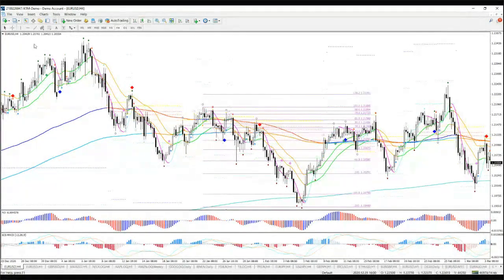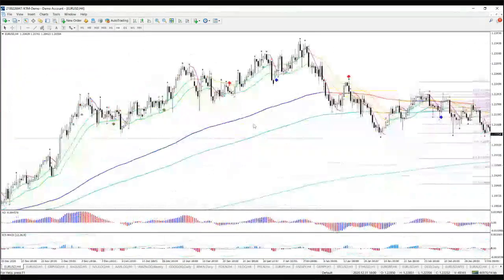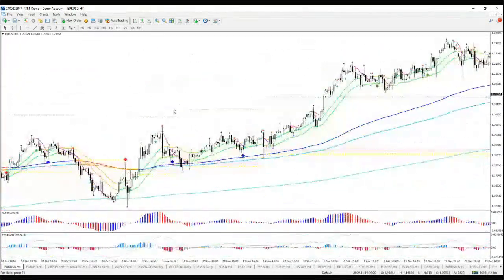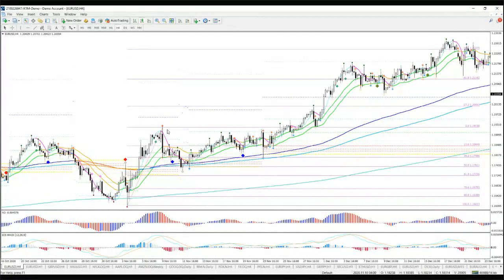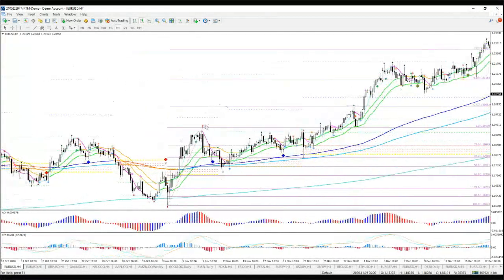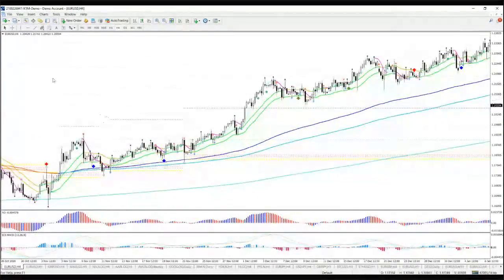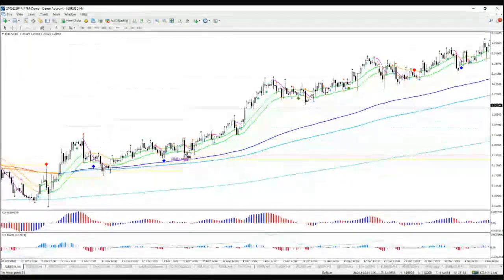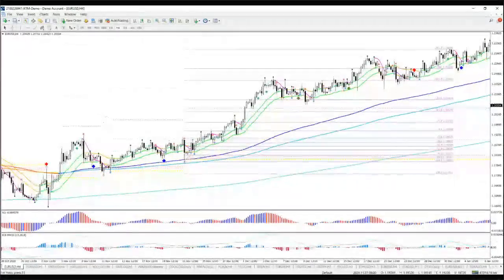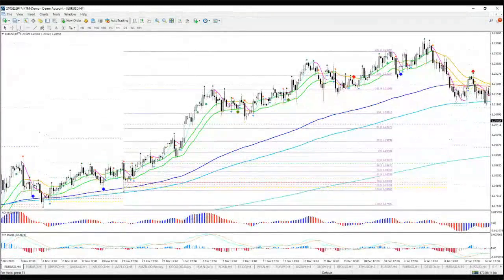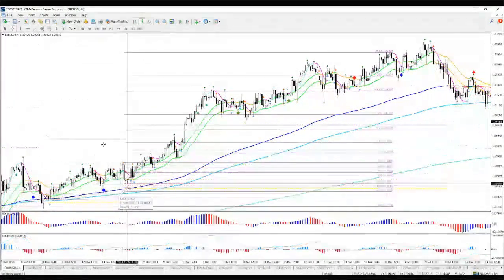Let's take a look at another wave 3. This is a little bit big, this wave. See if we can find a little bit better wave. All right, so here we have fractals.